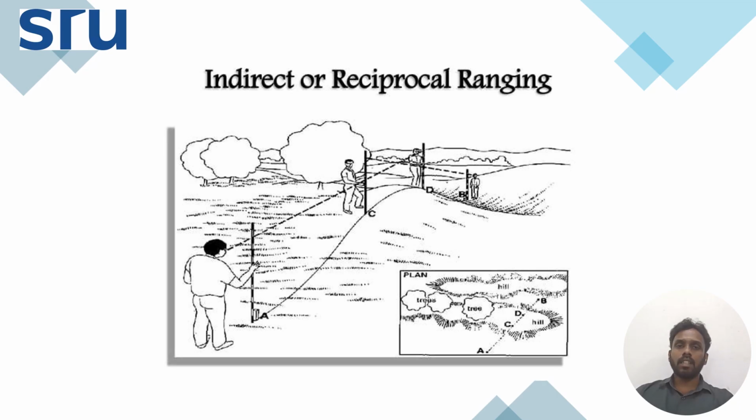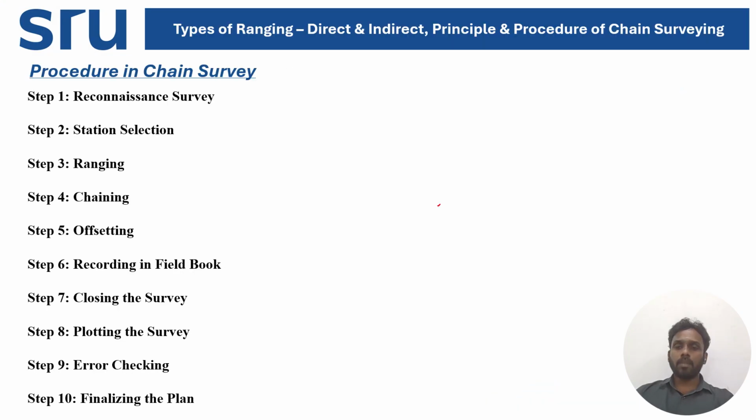So again, the person at A will be focusing on D and asking to align from C2 to C. Then a person from B will be focusing on C and asking D1 to align. So this entire procedure will be repeated until both your C and D are in a straight line between A and B, right? This type of procedure is called indirect ranging.